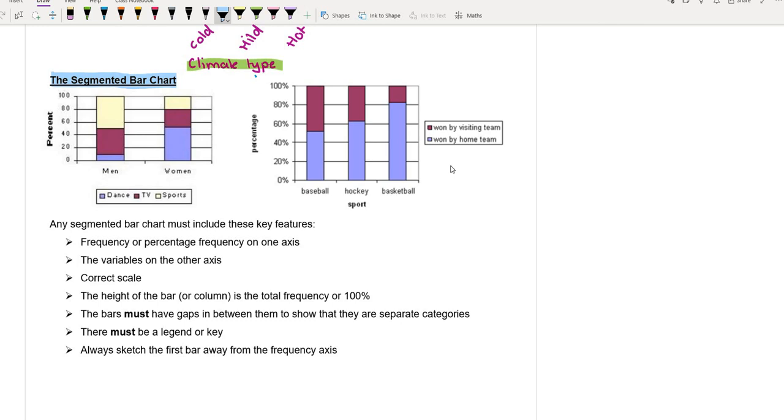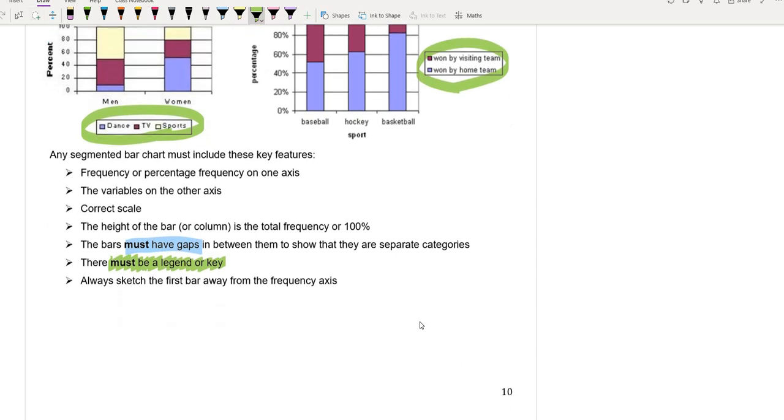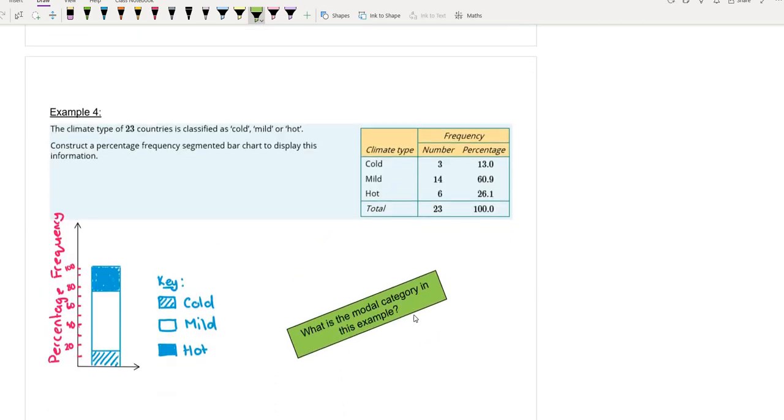So when it comes to segmented bar charts, again, it is really important to have gaps between the bars. But the new thing that you need to be careful of here is there must be a legend or a key, one of these showing what each segment in your bar represents. So here is an example.